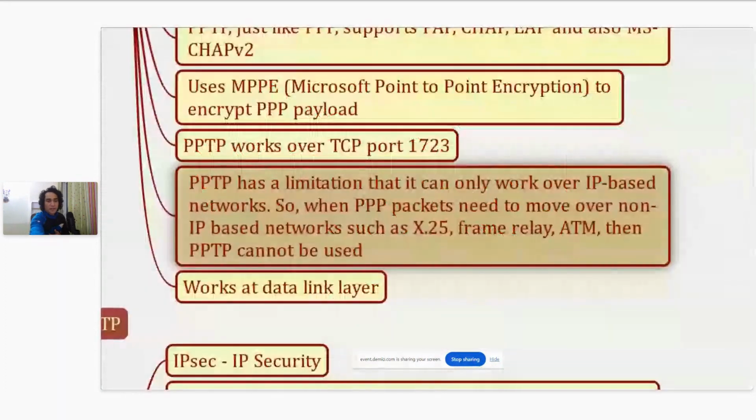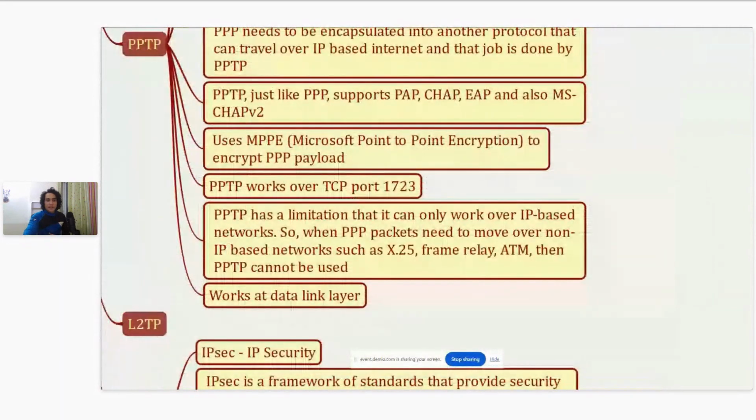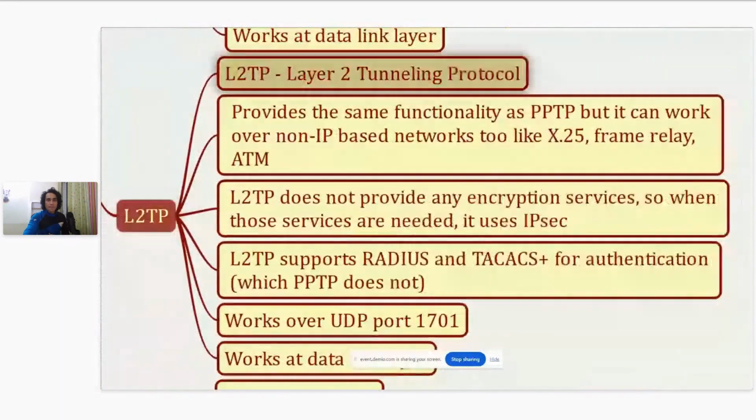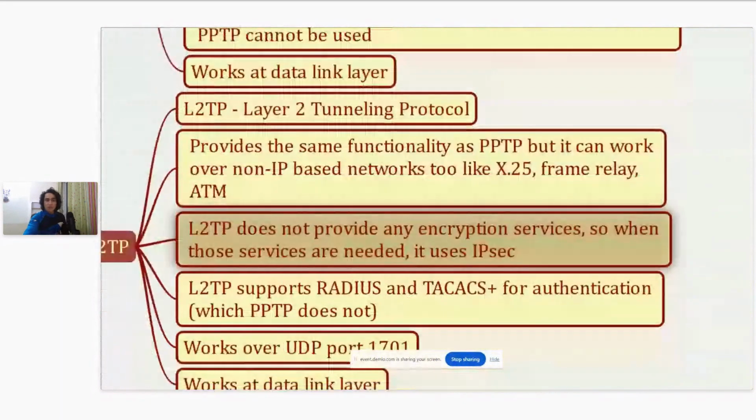So let's go back to the mind map here. It says PPTP has a limitation that it can only work over IP-based networks. So when PPP packets need to move over non-IP-based networks, such as X.25, frame relay or ATM, then PPTP cannot be used. All right. And PPTP and L2TP both work at the data link layer. So next comes L2TP. L2TP is layer 2 tunneling protocol. It provides the same functionality as PPTP, but it can work over non-IP based networks too, like X.25, frame relay, ATM.